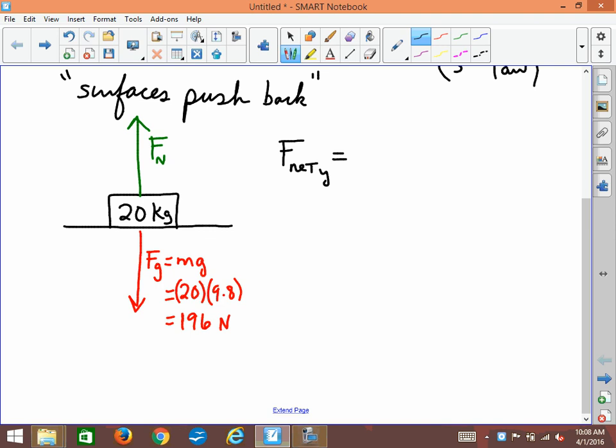Now remember, F net is the sum of all the vertical forces, all the uppy downy arrows. And I seem to have two of them in my picture, so I'll write them in. There they are.